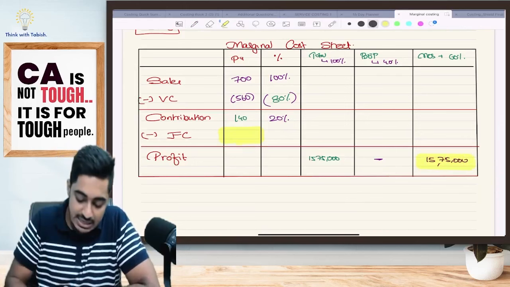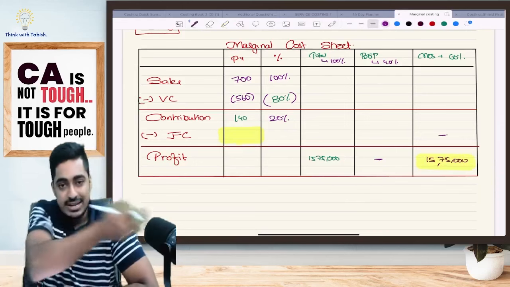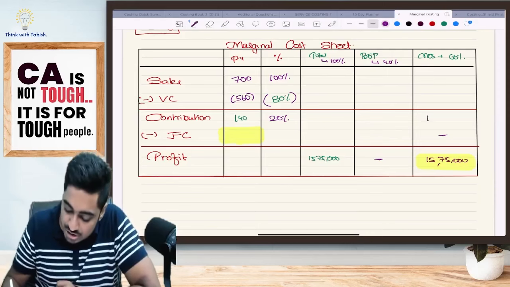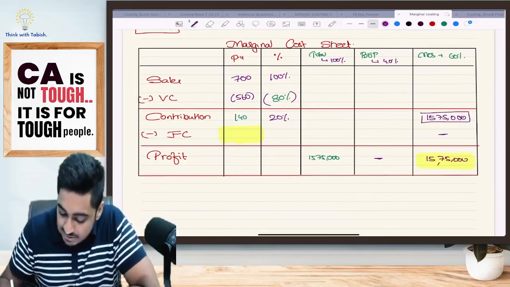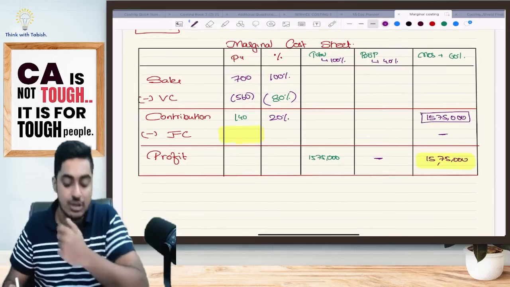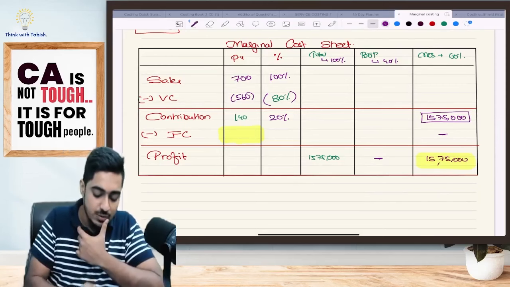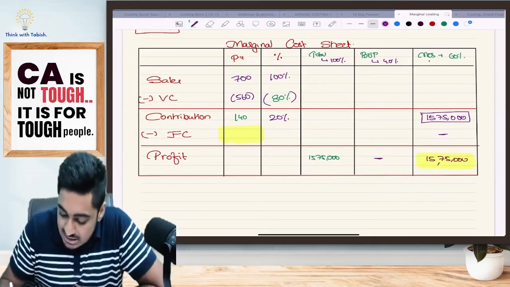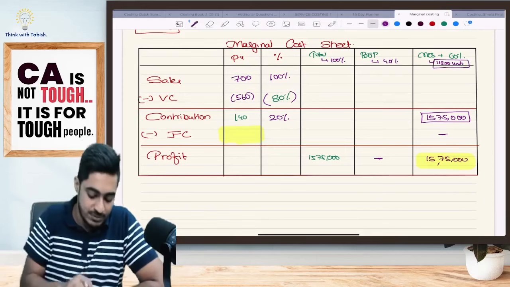Tell me one thing. In margin of safety, do I need to worry about my fixed cost? No, sir. It is already taken care of. That means how much contribution do I want? Sir, I just want 15 lakh 75,000. Yes or no, everyone? Yes, sir. Tell me, 1 unit how much does it give me? 1 unit gives me 140. That means how many units should I be selling? Sir, 11,250. Yes, sir. 11,250 units I should be selling.